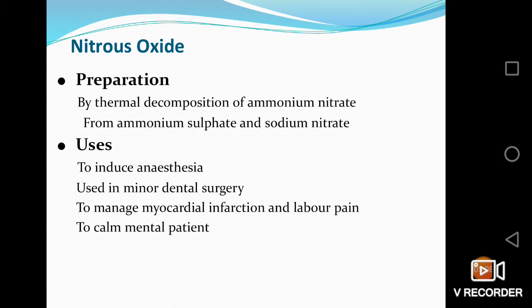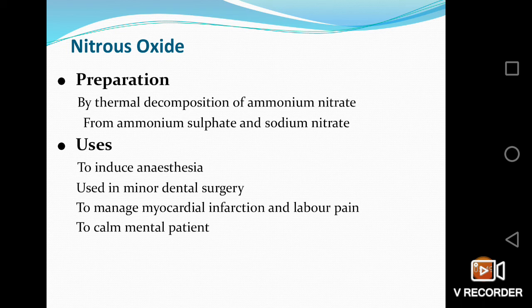Now we will move to nitrous oxide. Nitrous oxide is also known as laughing gas. When we go for the preparation of nitrous oxide, it can be prepared by thermal decomposition of ammonium nitrate. While heating the ammonium nitrate, a precaution should be taken, otherwise the reaction may be explosive. The second method by which we can get nitrous oxide is by the reaction between ammonium sulfate and sodium nitrate.